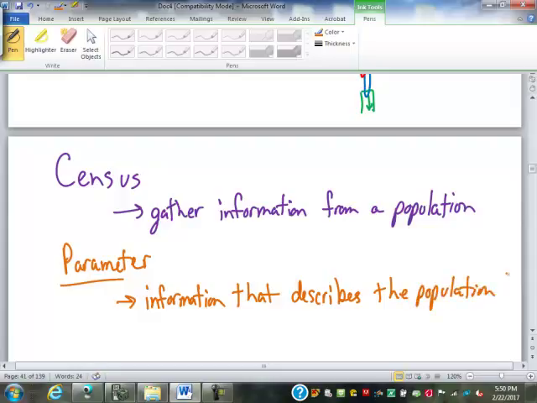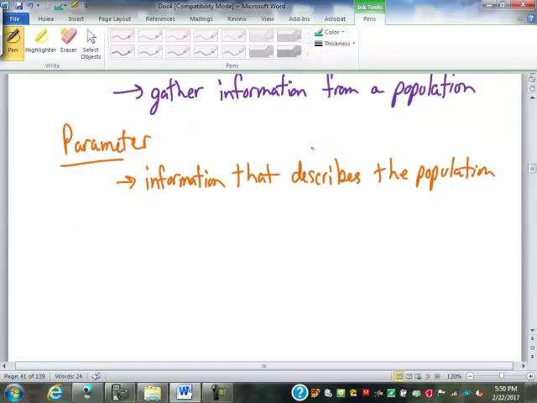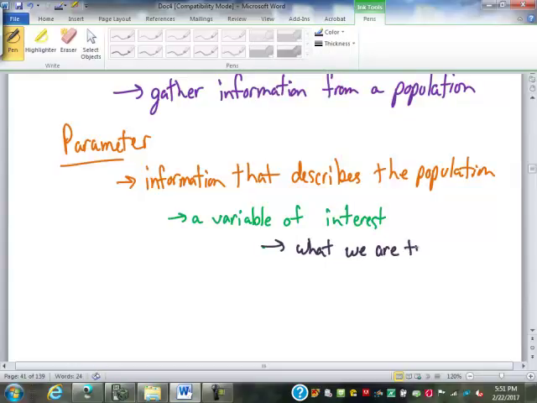Now, this is one that is often confused, so let me expand on this a little bit. I am not talking about saying, oh, the population consists of men and women between the ages of 18 and 67, or whatever that is. That's describing the population itself. What we want to describe is a variable of interest. In other words, what we want to learn, or what we are trying to learn.